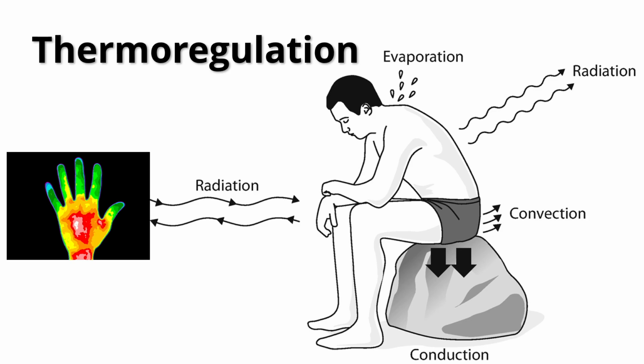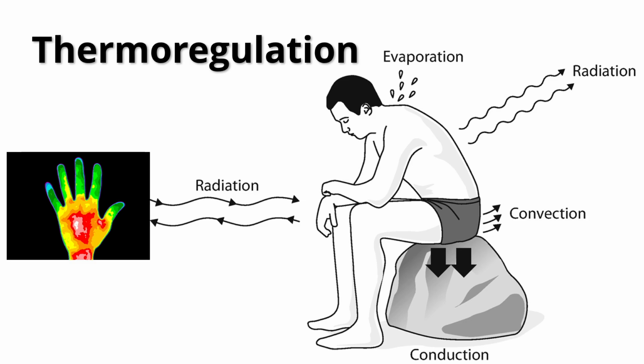All objects at temperatures of more than absolute zero emit electromagnetic radiation. So this energy transfer occurs through space and doesn't require any intervening medium. The other methods of heat loss require that something carry the heat away. With radiation, nothing needs to carry the heat away. You merely release heat energy through infrared radiation.